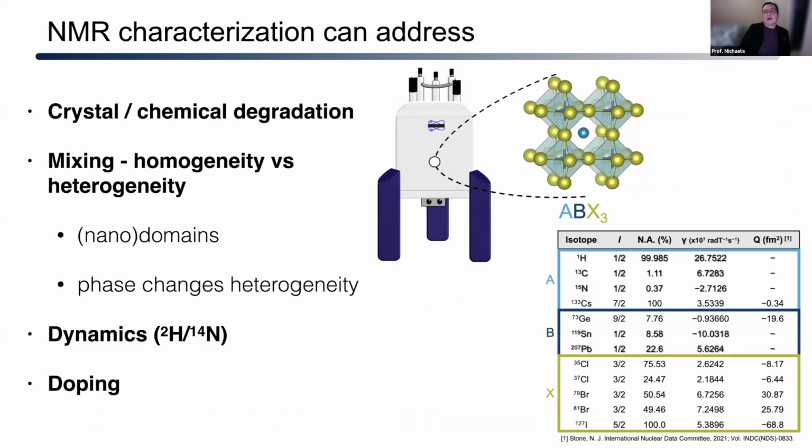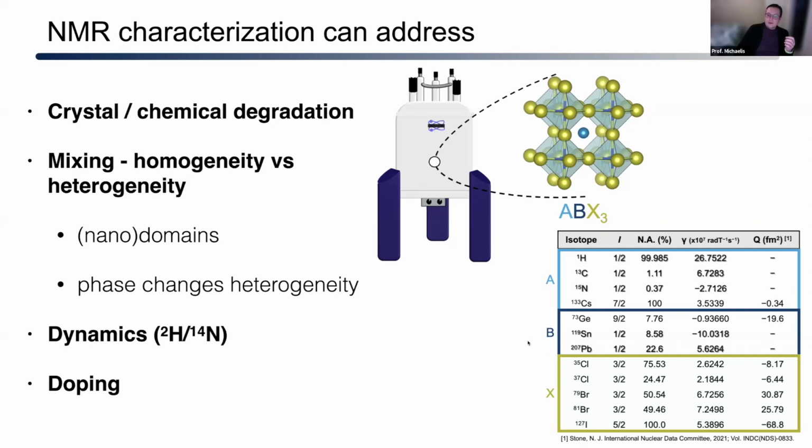Specifically, for these ABX3 materials, you can see here in this table, you have a lot of potential probe nuclei that you can look at using NMR spectroscopy. And obviously, proton, carbon, and nitrogen are heavily focused on for the hybrid species. Cesium is quite informative, and it's well behaved, I would say, in terms of a quadrupolar nucleus, because its overall quadrupolar interaction is fairly small. And so you typically get isotropic-like behavior in these systems, whether you're doing slow spinning or moderately fast spinning.